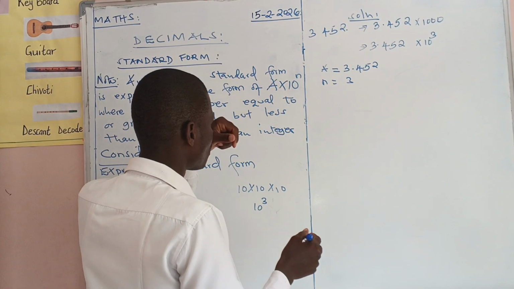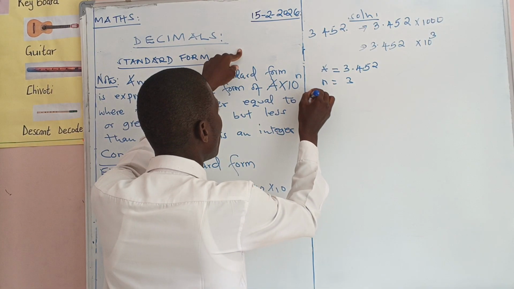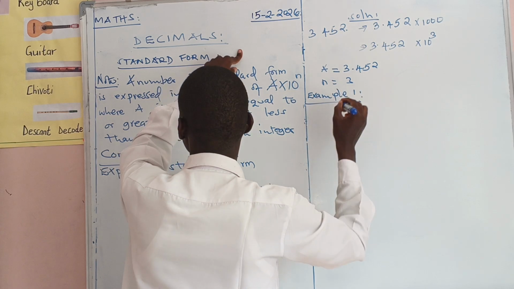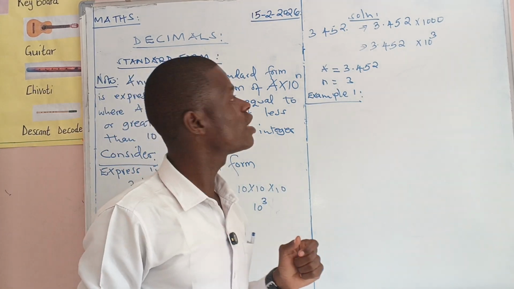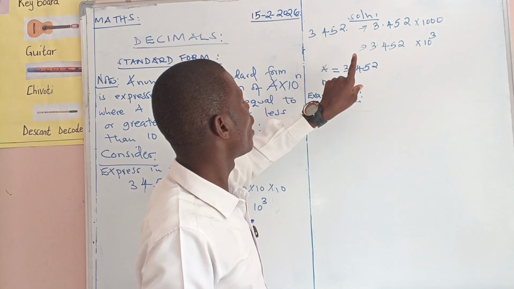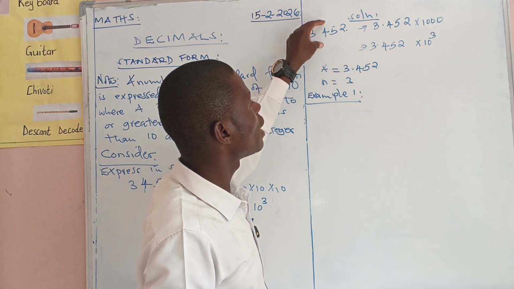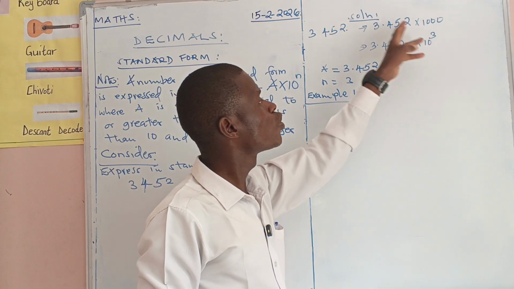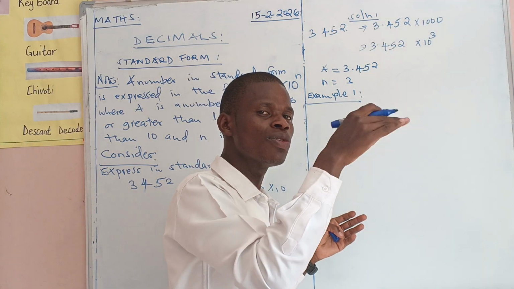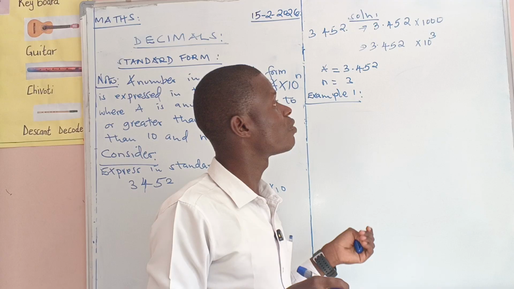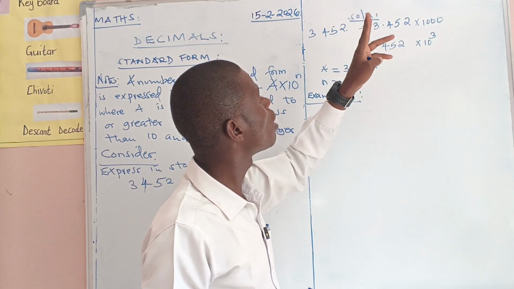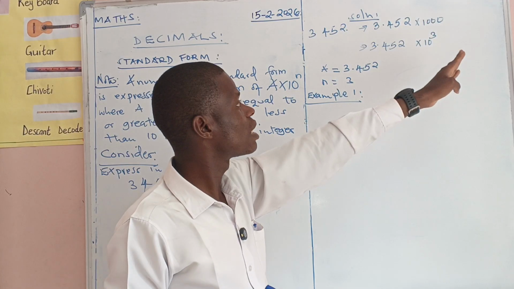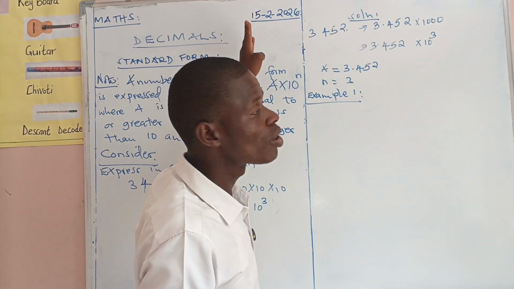Then next, an example. Call it example 1. I want you to understand this. So already you have noted one thing. When expressing a number greater than 10 in standard form, the power of 10 is positive. So once you know, you write your power of 10 positive. You count the number of places, the number of steps the decimal point has to move from the right to the position where you want it.